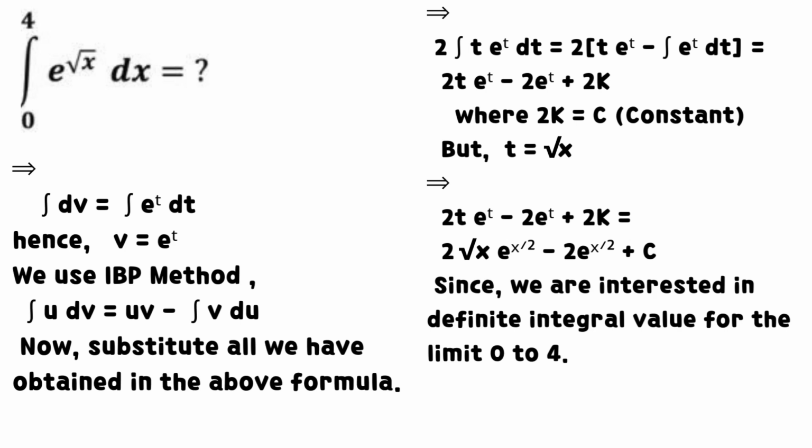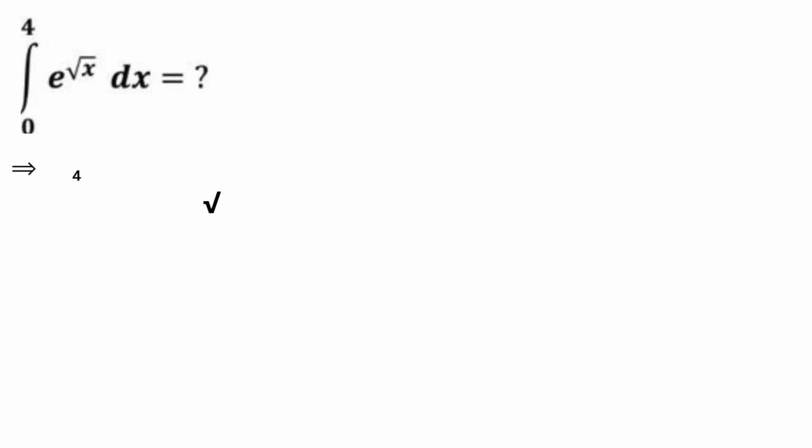But t equals the square root of x. It implies that 2 times t times e to the power of t minus 2 times e to the power of t plus 2 times k equals 2 times the square root of x times e to the power of the square root of x minus 2 times e to the power of the square root of x plus c, since we are interested in the definite integral value for the limit 0 to 4.